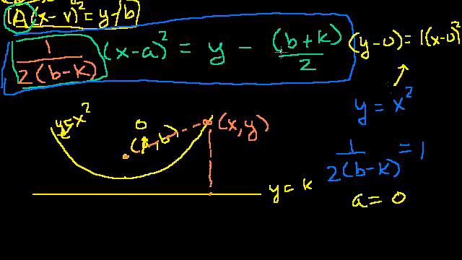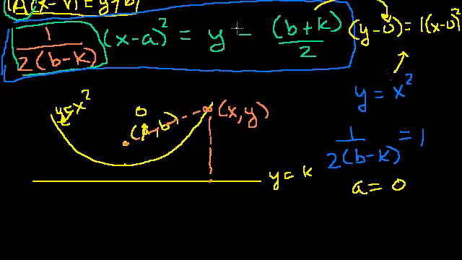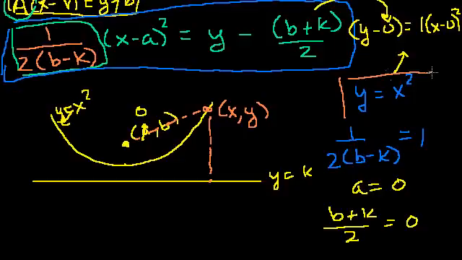And then b plus k over 2 is going to be equal to that. Just keep in mind, I actually swapped the left and the right hand sides. But this is the y minus something. This is y minus 0. So this something has to be equal to 0. So you get b plus k over 2 is equal to 0. And now we should be able to use this information to figure out the actual coordinates of the focus and the directrix of what I would call the classic parabola y is equal to x squared.